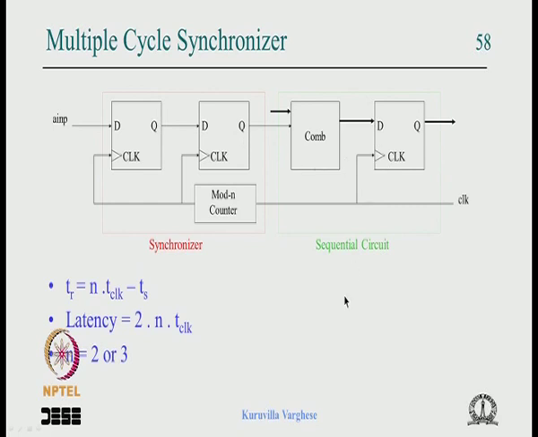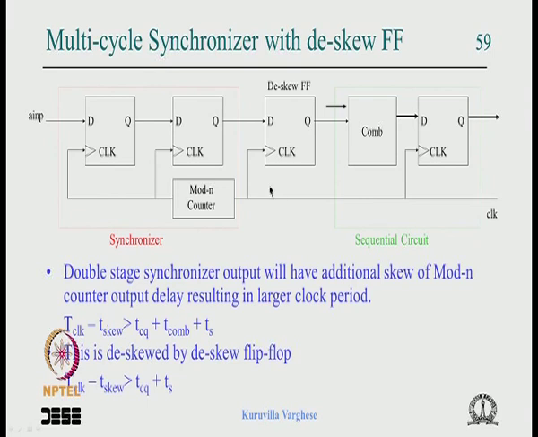this particular path delay. So normally, to avoid the large combinational path with the skew happening, a D skew flip flop is put, so that the problem comes here. That means you say T clock minus T skew should be greater than TCQ plus T setup, so as not to affect the large delay path. So a D skew flip flop is added here in the multiple cycle synchronizer.